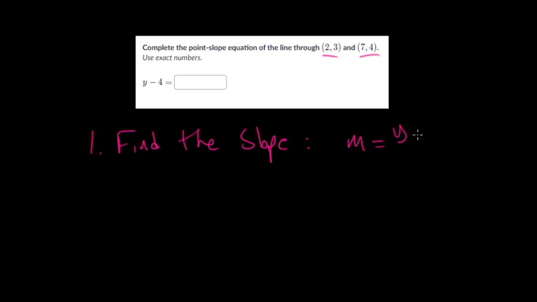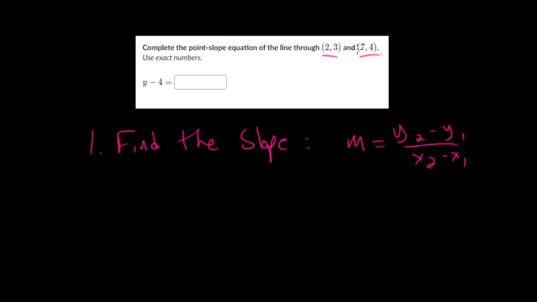So notice with this question, we have to complete the point slope equation of the line through these two different points. Like I said, you usually use point slope when you're given 1 point and the slope. But in this case, we're given these 2 points and we don't know the slope yet. So that's going to be our first step. Step number 1, find the slope. And to do that, we'll use the slope formula when we have 2 points: y2 minus y1 over x2 minus x1.